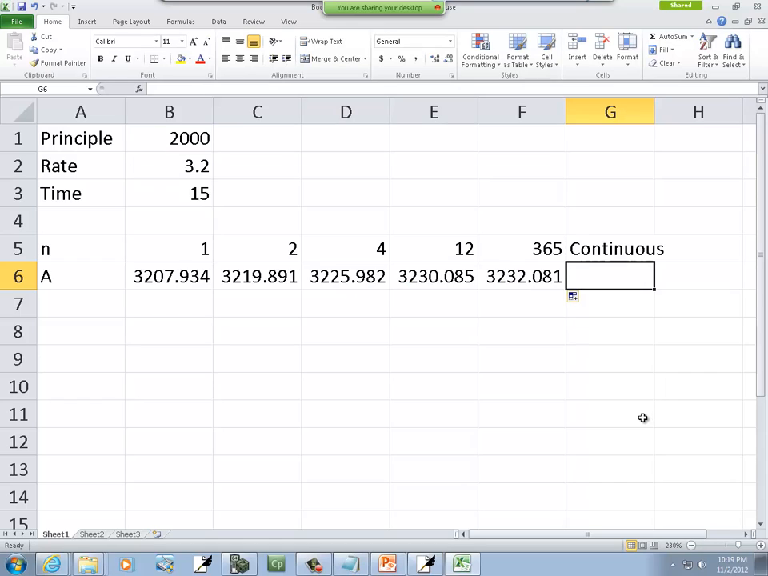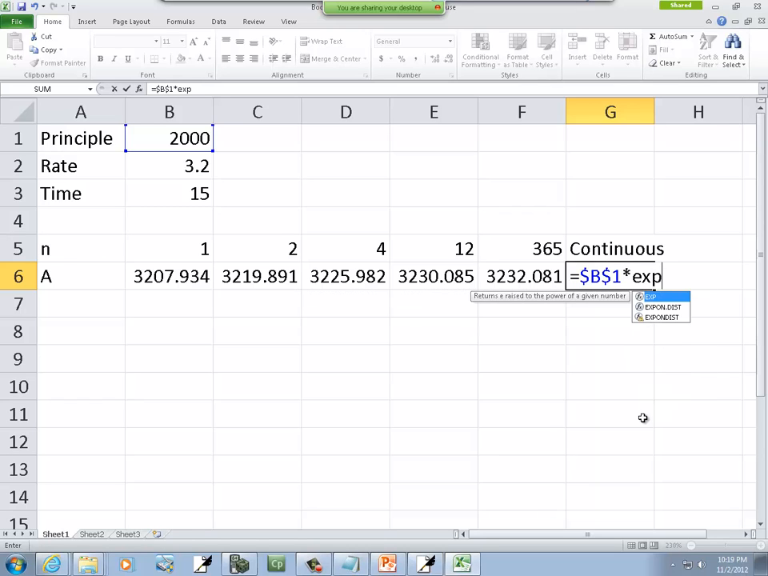Now our continuous, that's the PERT formula. So equals our principal, which is B1, and I'll do absolute referencing, times e, which is EXP, raised, and you don't have to do a caret or anything. You just do exp, beginning parentheses, our rate, which is $B$2, times time. So times, and then $B$3, closing parentheses. So A is equal to P e to the RT power.